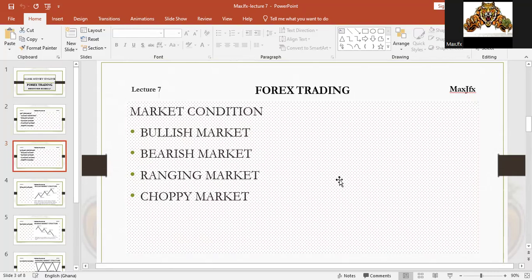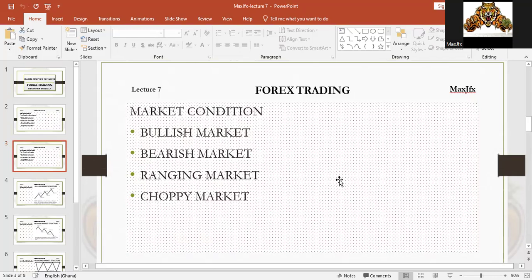So what do I mean by ranging market? A ranging market simply means that the market is moving in a range. It's moving between two boundaries of prices. Yes, so that's a ranging market. And also a choppy market. A choppy market is basically a market that you should not trade. When it is not bullish, not bearish, and not ranging, then don't trade it. Then it means it's choppy. If you can't spot the bullish market structure, the bearish market structure, or the ranging market structure, then it means it's a choppy market and avoid it.